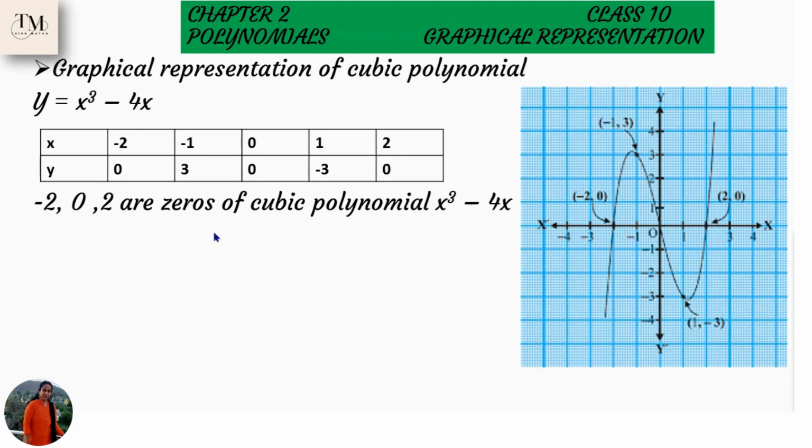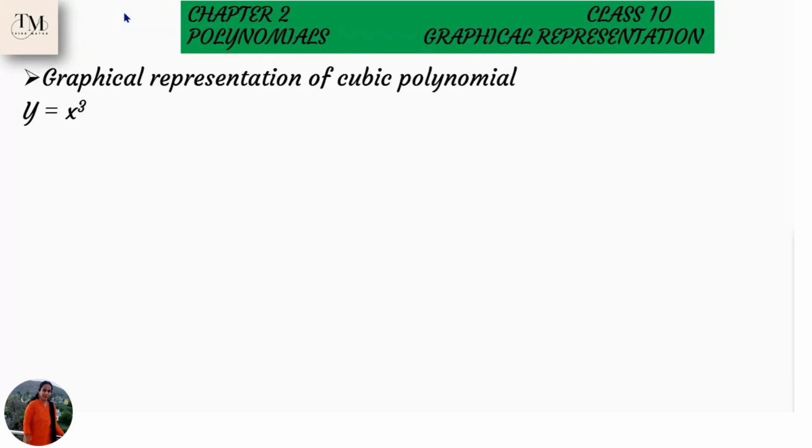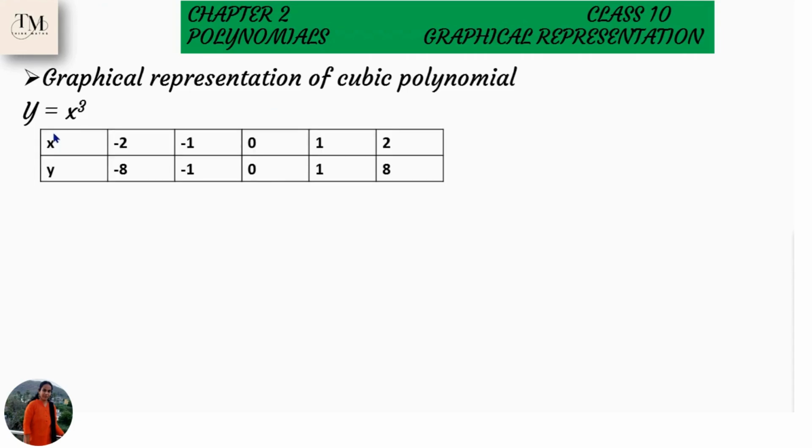Okay, next we will see another example, the graphical representation of the cubic polynomial y is equal to x cube. First let us find the values. When x is equal to minus 2, minus 2 whole cube is minus 8. Minus 1 whole cube is minus 1. 0 power 3 is 0. 1 power 3 is 1. 2 power 3 is 8.